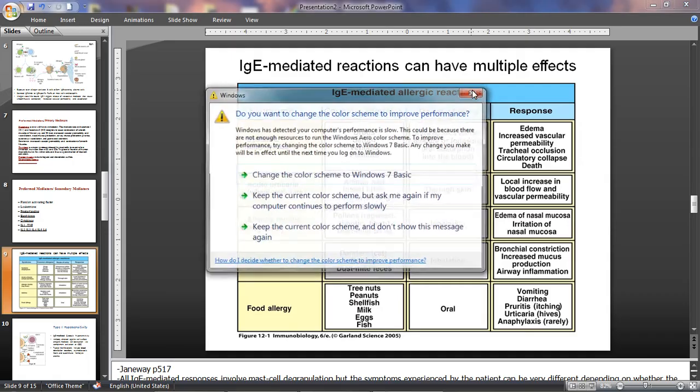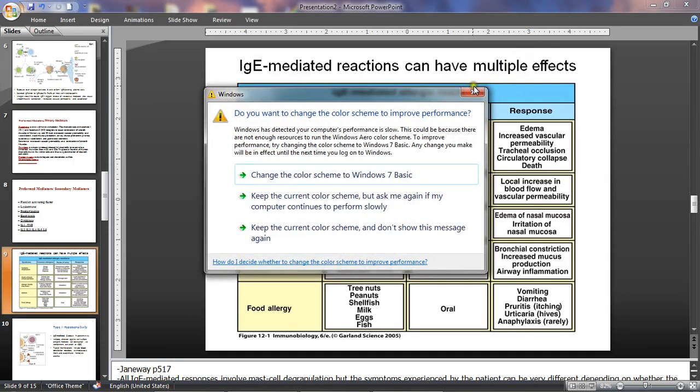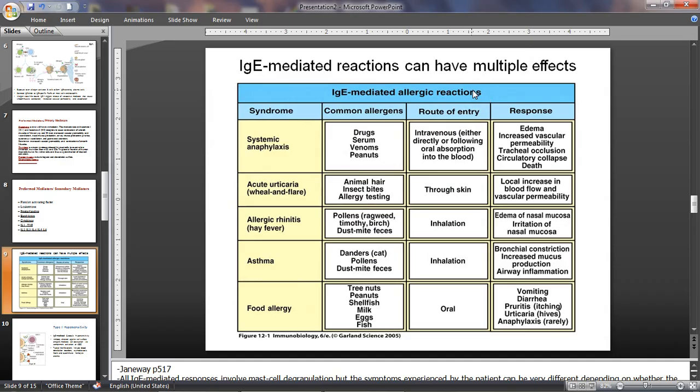Asthma. The allergens would be danders, pollens, and dust mite feces. Route of entry is inhalation. Bronchial constriction due to the contraction of the smooth muscle of the bronchial tree. Increased mucus production, airway inflammation, airway obstruction. That's why it gives you a choking sensation in the chest.